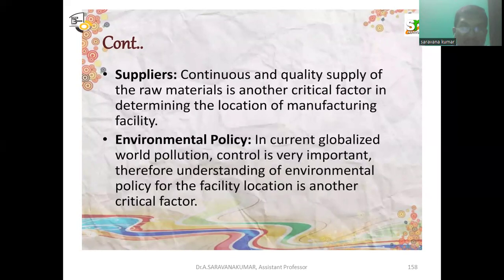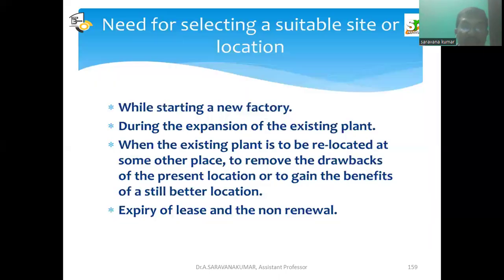Suppliers. Suppliers are very important to get the raw materials in quality. Continuous and quality supply of raw materials is another critical factor in determining the location of a manufacturing facility. Environmental policy. In the current globalized world, pollution control is very important. Therefore, understanding the environmental policy for the facility location is another critical factor.